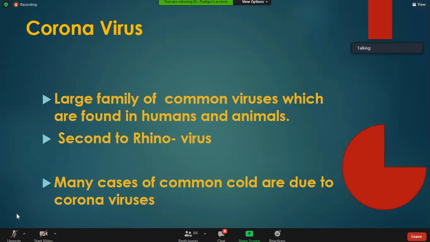So talking about coronavirus, actually these are a large family of common viruses, and they usually cause common cold in humans and animals. This virus is responsible for a quarter of the cases of common cold. It is second to rhinovirus. First, number one is rhinovirus, and after that, coronavirus. But the specificity about this virus is that it is present in humans as well as in animals. Both have this virus. Many cases of common cold are due to coronavirus.